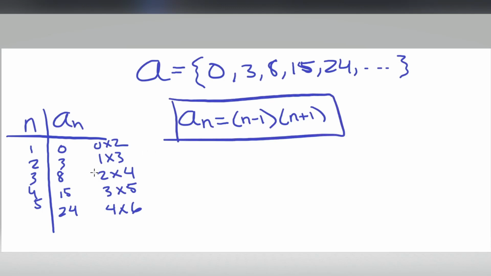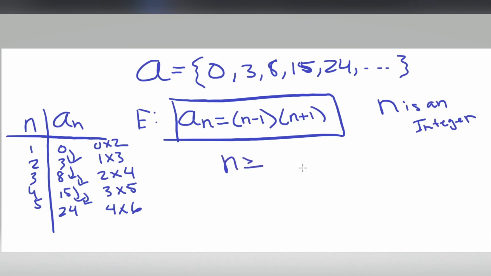And since there aren't any connections between these numbers here, there most likely will not be a clear-cut recursive pattern. So this is our explicit rule. Note again that n is an integer, and this is possible for all values greater than or equal to 1.